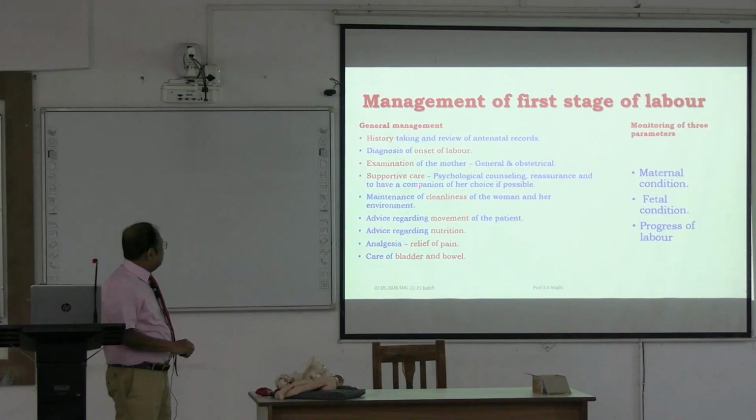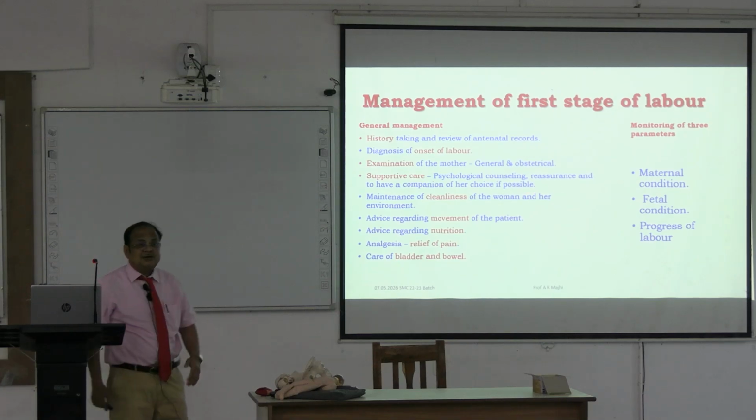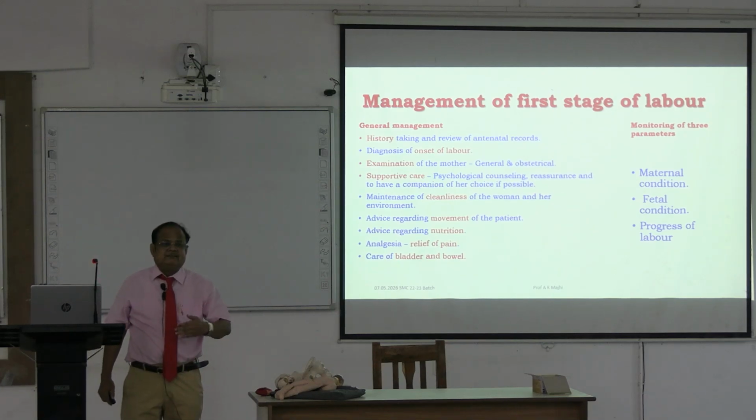The onset of labor, examination of the mother, and supportive care: that is physical and psychological counseling and reassurance. Now maternal health has hugely improved, in India and also globally, through UNICEF and WHO.